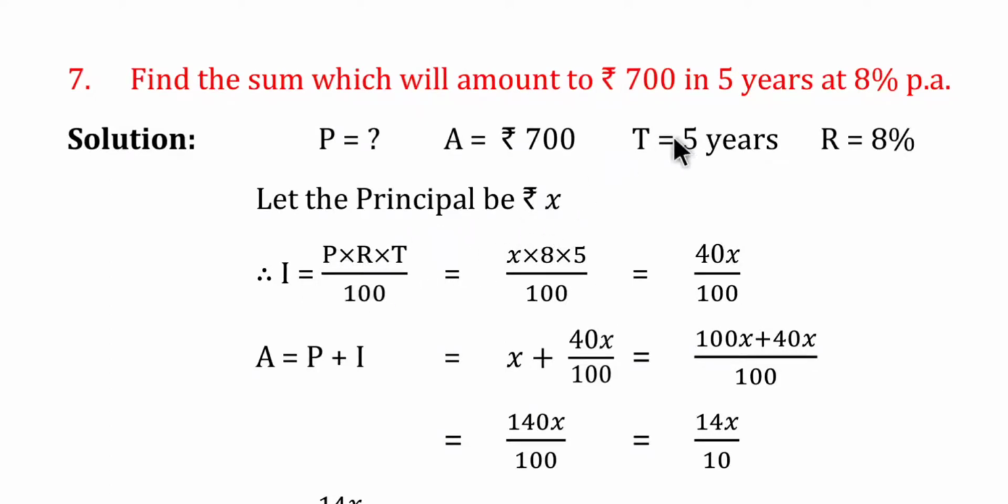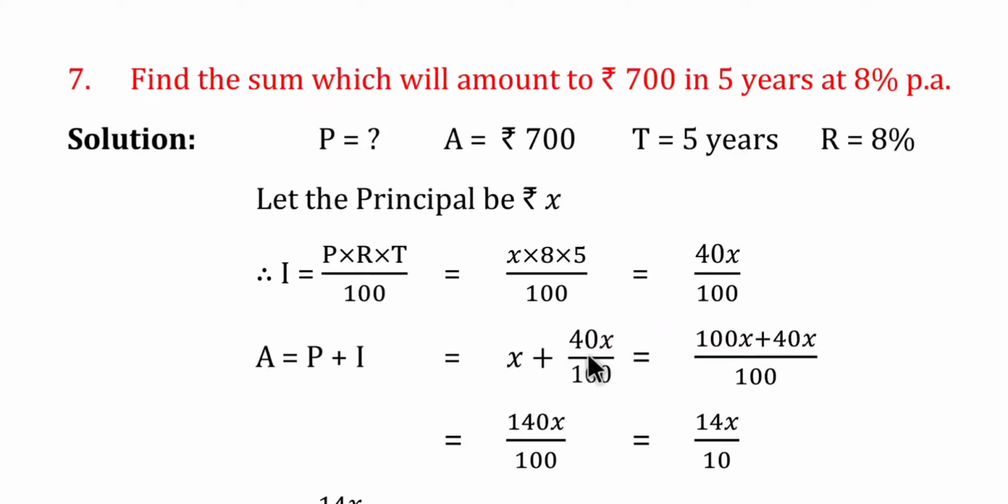Then the interest, using time and rate as 5 years and 8% respectively. Principal is X, rate is 8% and time is 5 years. So we get interest is equal to X into 8 into 5 by 100. 8 into 5 is 40. So 40X by 100 will be the interest. So now since interest we have obtained, that means amount also we can find out using principal plus interest. Now the principal is X that we have assumed and the interest is 40X by 100 that we have calculated just now.